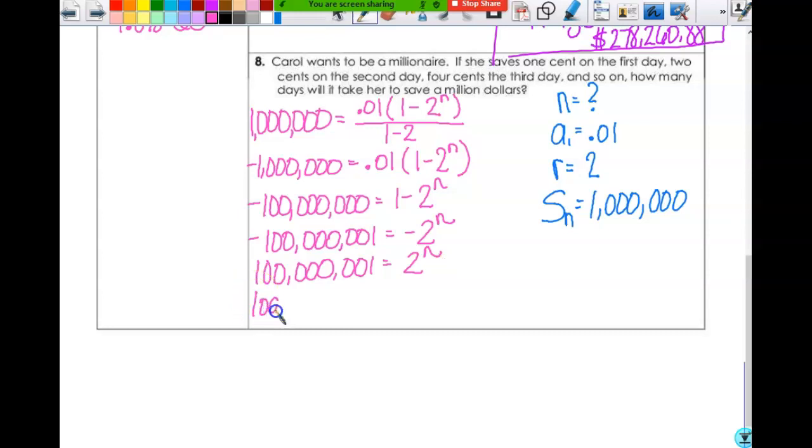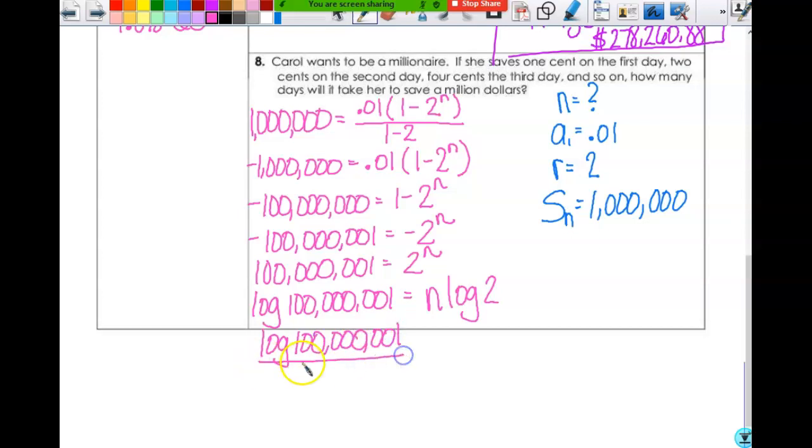So I'm going to take the log of both sides. So the log of 100 million and 1 equals, when I take the log over here, I'm going to move my n out to the front because that way I don't have to rewrite it so many times. So I'll get n times the log of 2. Now to get n by itself, I can just divide both sides by the log of 2. So the log of 100 million and 1 divided by the log of 2 is going to equal n.